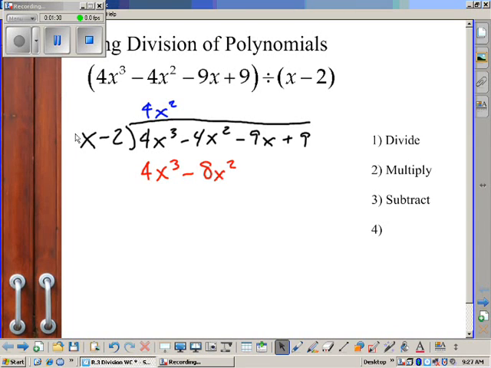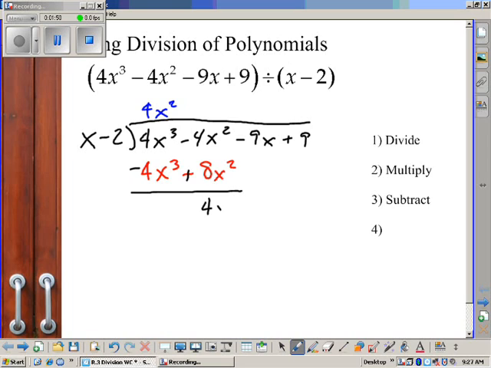Now, this is the place where mistakes happen, because when you subtract this, remember, you're actually subtracting this first term and the second term, and so this is actually going to become a negative 4x to the third, and this is going to become a positive 8x squared for all intents and purposes. So then you're going to go ahead and simplify this. This part will go away and can become a 0.